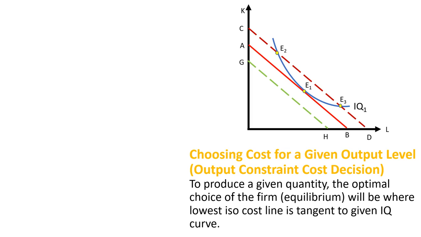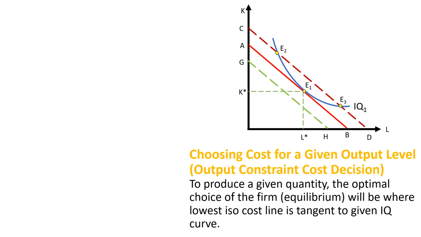As we know that in this case the profit of the firm will be maximum when the manager produces the commodity in lowest cost. Therefore, the optimal decision will be at a point where lowest possible iso-cost curve is tangent to given iso-quant curve, that is at point E1.